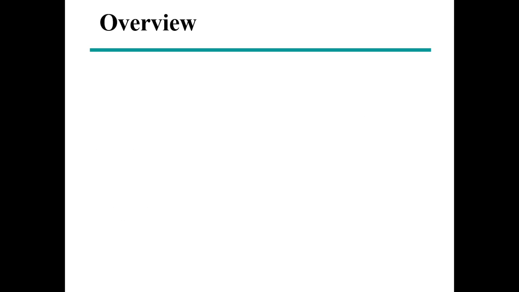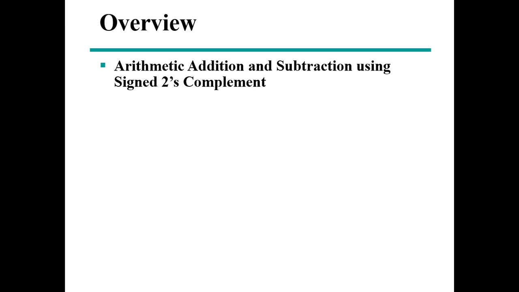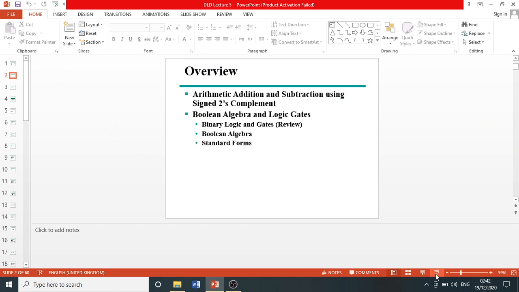In this lecture, we are going to complete whatever we were discussing in our last lecture, and that would basically complete our discussion of chapter number 1. The last topic from chapter number 1 is arithmetic addition and subtraction, and that is going to be done using sine 2's complement. Sine 2's complement was the technique that we agreed upon last time.